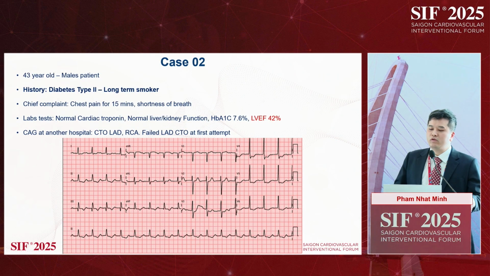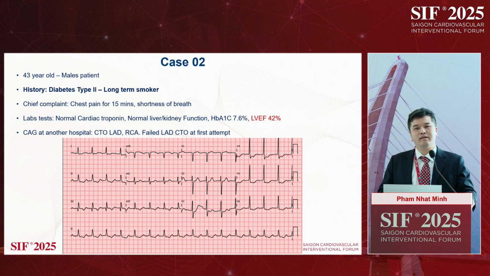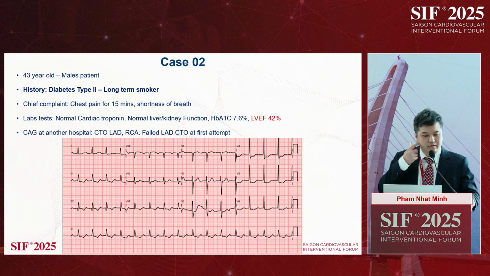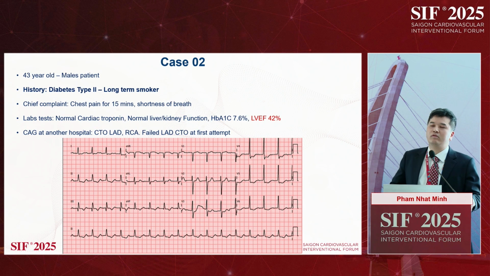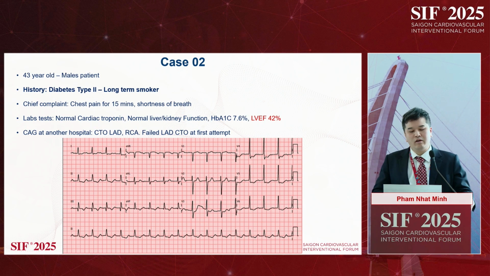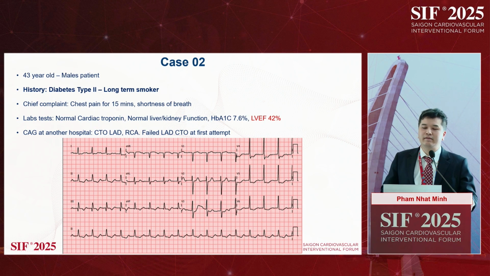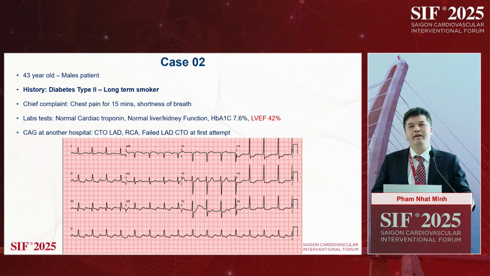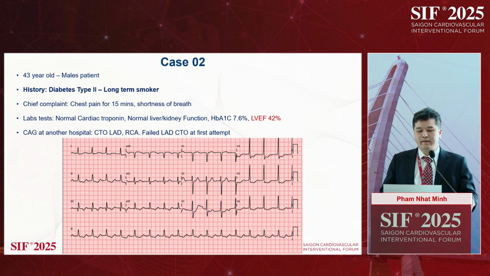So case number 2 is a quite young male patient. He's a businessman. He has a history of type 2 diabetes and is a long-term smoker, and he was admitted to the hospital due to chest pain lasting more than 15 minutes and shortness of breath. He had coronary angiography at a local hospital, but they failed at the first attempt, so they transferred him to our hospital.